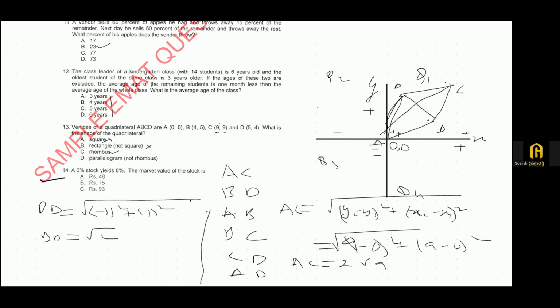The distance between any two points A and B is given by the square root of y2 minus y1 square plus x2 minus x1 square, where y2 is the second number given in the coordinates of any point, and the first number is x. So for AC, for the coordinates of C, this is y2 and this is y1. This is x2, this is x1. Whenever a coordinate address is given in the form of 0, 0, the first one is the x and the second one is the y. Okay.